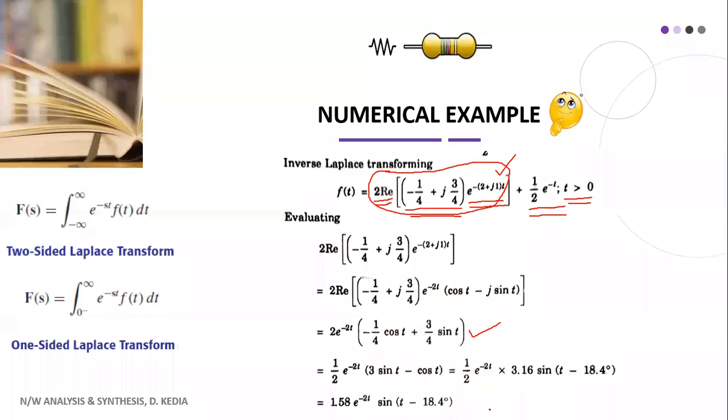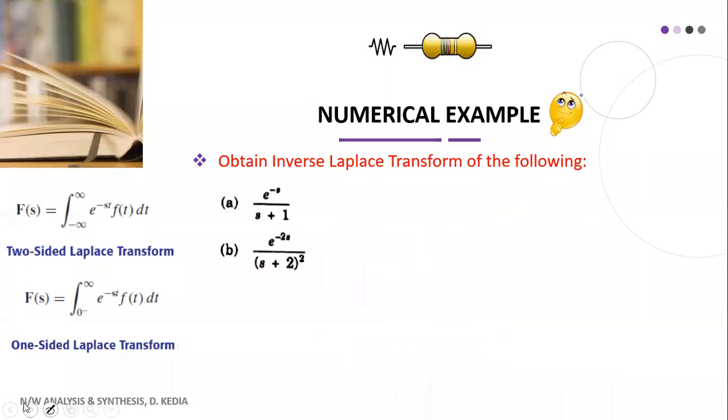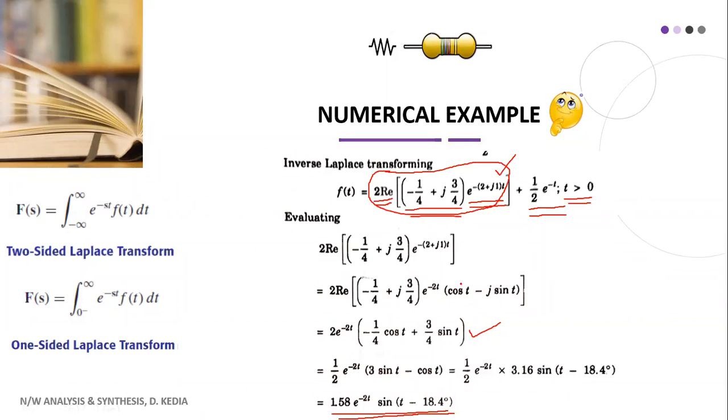Okay, and you can then get the compact expression. So this is what you get: 1.58 e raised to minus 2t sin t minus 18 by 4, and plus 1 by 2 e raised to minus t. So this is how we obtain a faster solution in case of complex roots, and in fact a combination of complex roots and some other roots also. Okay, so with this, my discussion on inverse Laplace transform is over. I hope all of you have understood all the concepts related to Laplace transform and inverse Laplace transform. Fine.